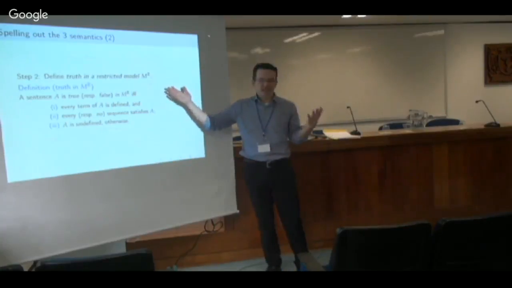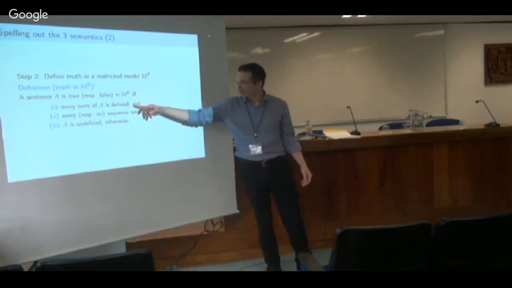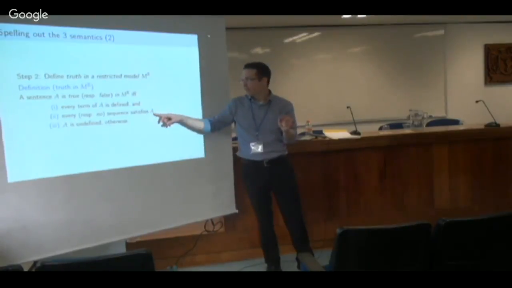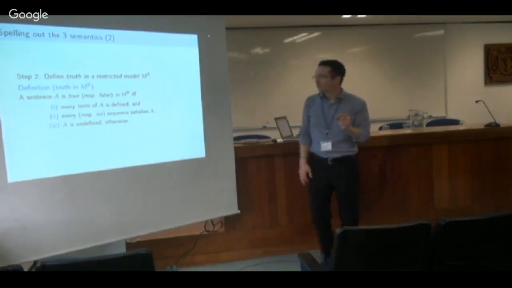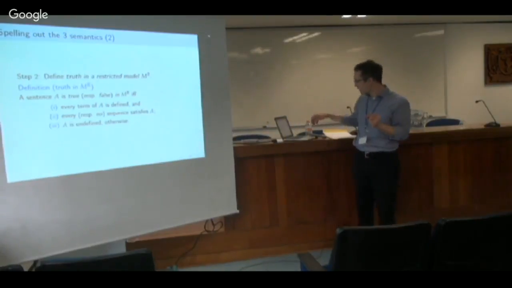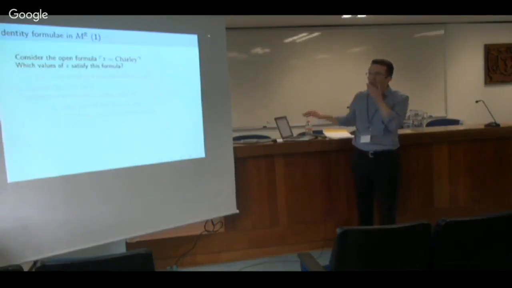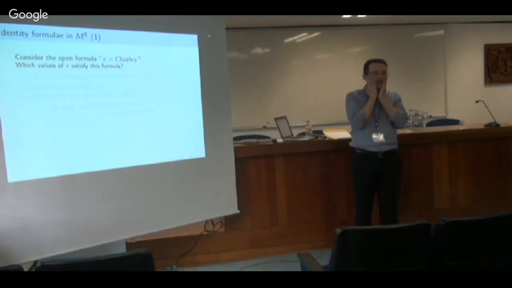Sentence, and it's exactly what you would expect. A sentence is true in a restricted model if every term of that sentence is defined, right? So there's no sentence where terms are undefined, which there would be if there's a confusion in there. And every sequence satisfies the formula and is undefined otherwise. So if there's confusion in the language, then there's going to be a lot of undefined sentences. Okay, now things get a little bit complicated at this step.